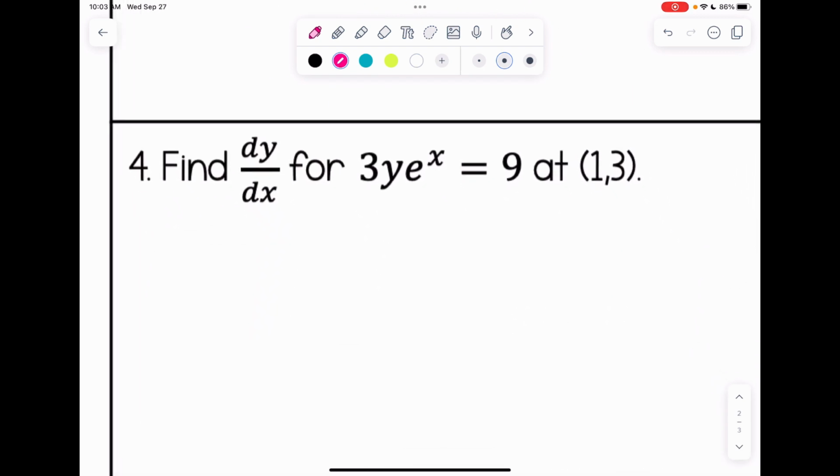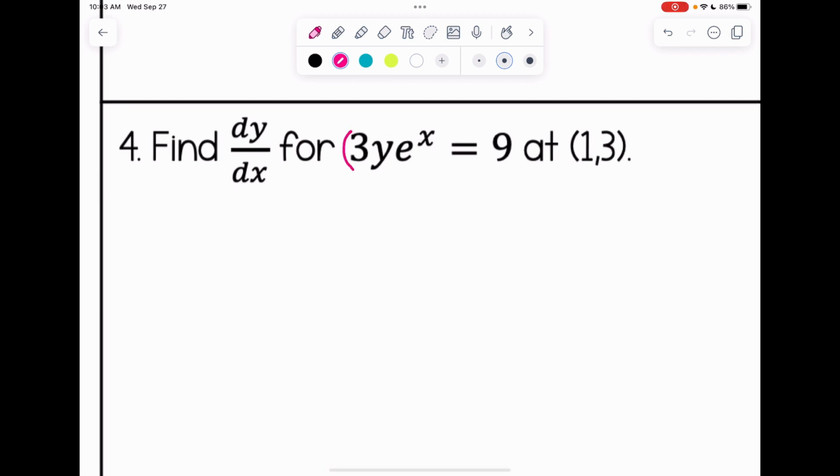Okay, number 4 is a little different. It says find dy dx for 3y e to the x equals 9 at 1, 3. So we're finding the slope, dy dx, at a particular point, basically the slope of a tangent line here. So I also noticed that I have a product of functions, so I'm going to have to use the product rule. Okay, so let's set up our product rule here.